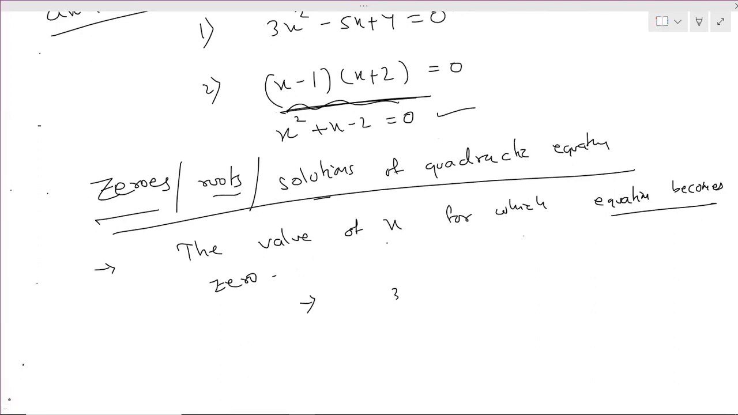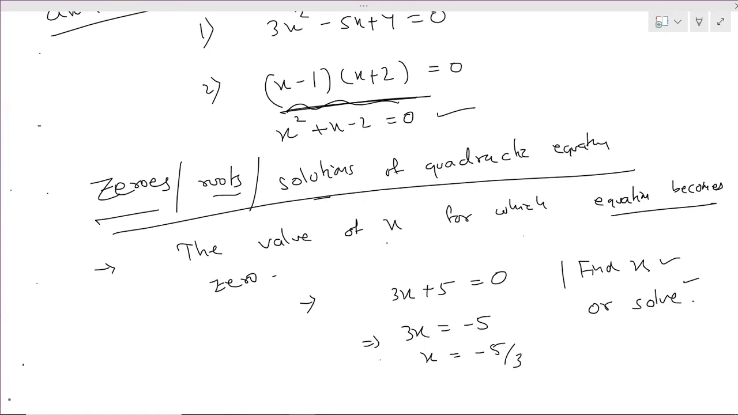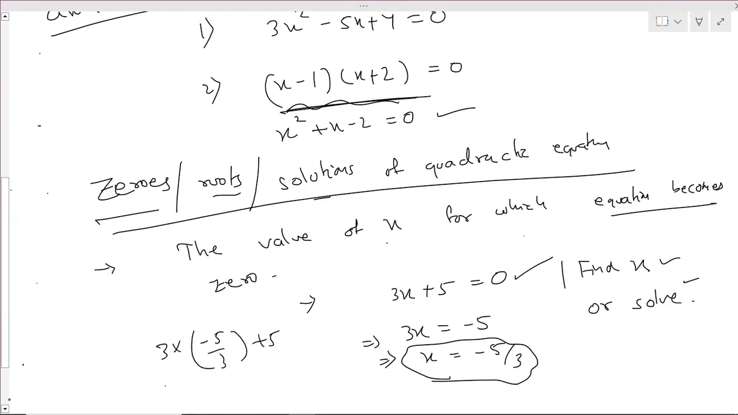What this means is, if I write 3x plus 5 equals 0 and I tell you find x, or solve, they mean the same thing. How do we solve this? 3x equals minus 5, x equals minus 5 by 3. So what does it mean? If you put x equals minus 5 by 3 in this equation, 3 into minus 5 by 3 plus 5, then this results in 0. Clear?